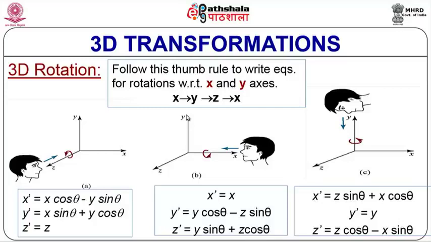Now, rotations about y axis can similarly be formulated; the transformation matrix can be easily obtained by rewriting these equations for x axis rotation and using the thumb rule.